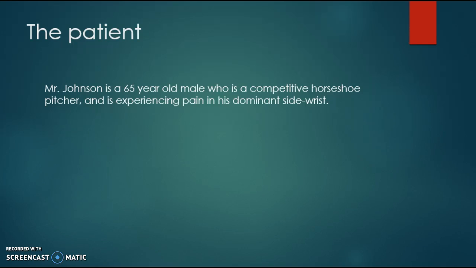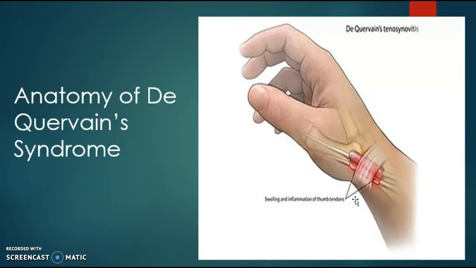So our patient today is a Mr. Johnson, who is a 65-year-old male who is a competitive horseshoe pitcher and is experiencing pain in his dominant side wrist, especially around the thumb. So we'll cut to the quick and talk about why the pain is around the thumb.